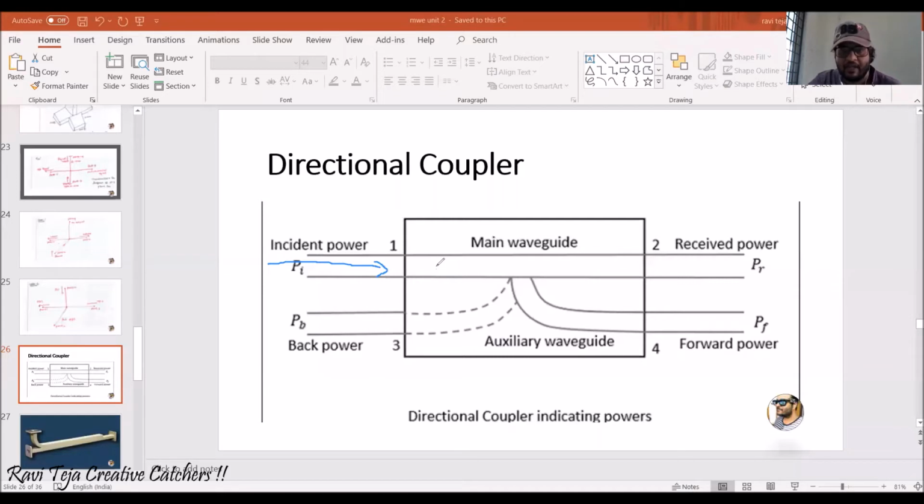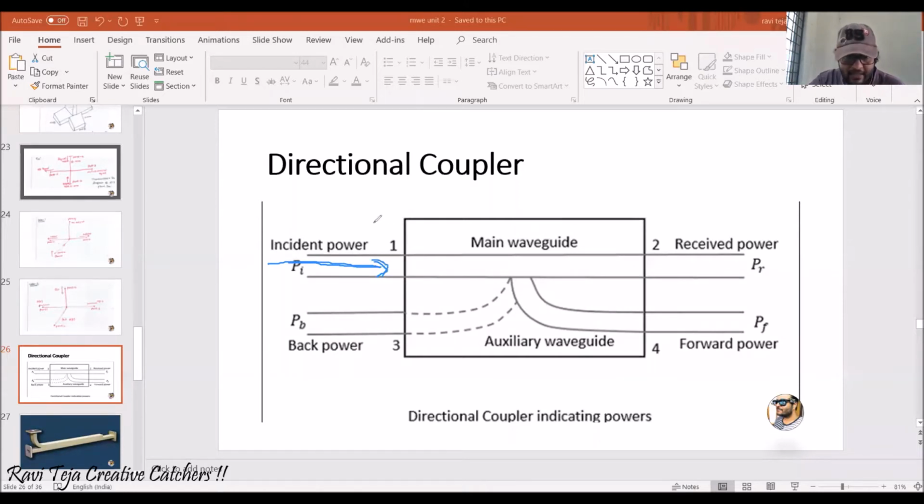So we will be calling it as transmitted power, received power, forwarded power, or the back power. Here in a directional coupler, we will be assuming with respect to the power of a microwave signal. So suppose we are giving a microwave signal from port 1.